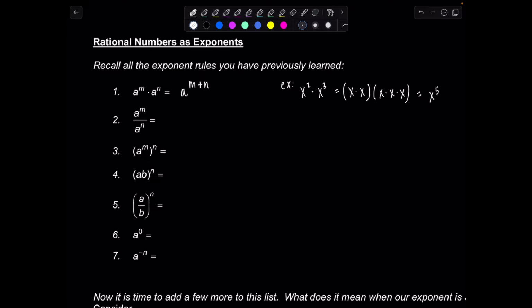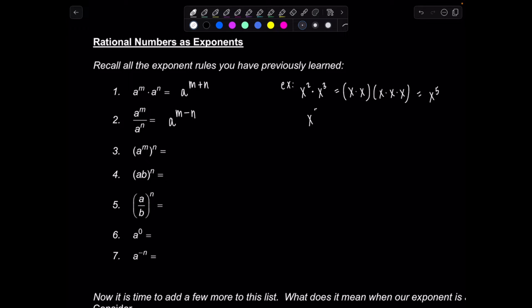Next rule, a to the m divided by a to the n. Pretty similar. You have a to the m minus n. It's always numerator's exponent minus denominator's exponent. We can work through our example here as well.